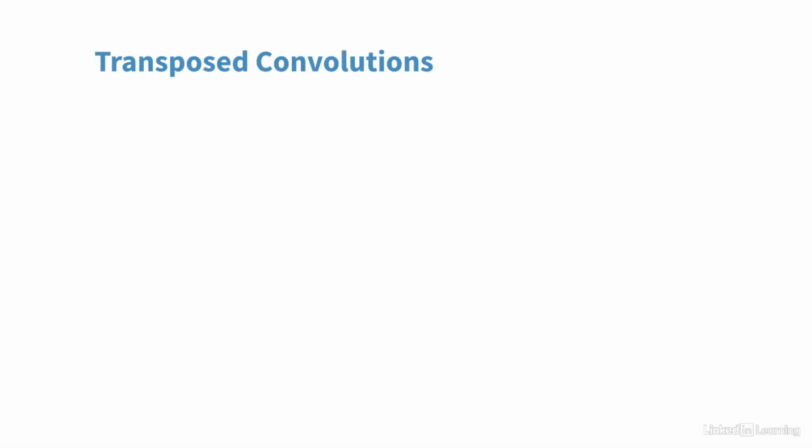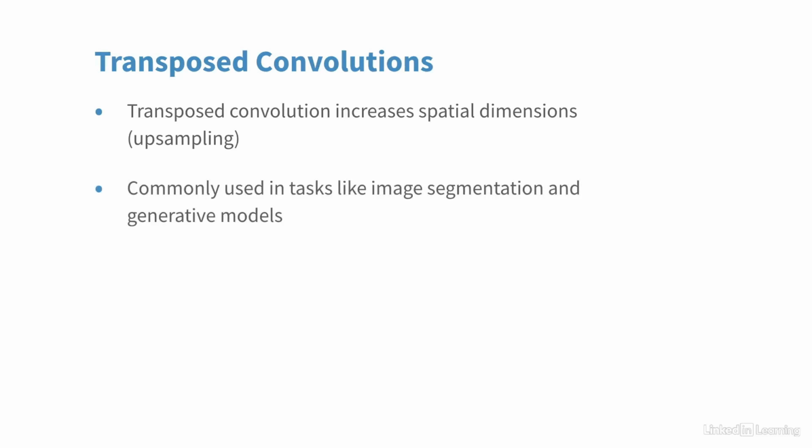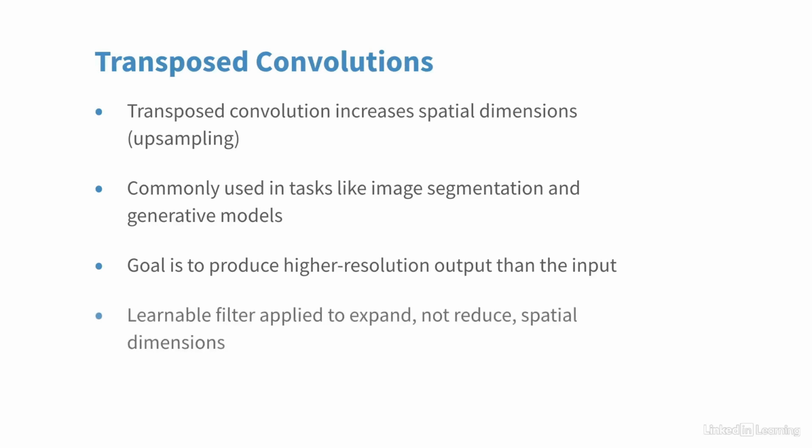Transposed convolution is used to upsample or increase the spatial dimensions of input data. This type of convolution is common in tasks like image segmentation and generative models, where the goal is to produce an output with higher resolution than the input. Transposed convolutions work by applying a learnable filter to the input data in such a way that it expands rather than reduces the spatial dimensions.